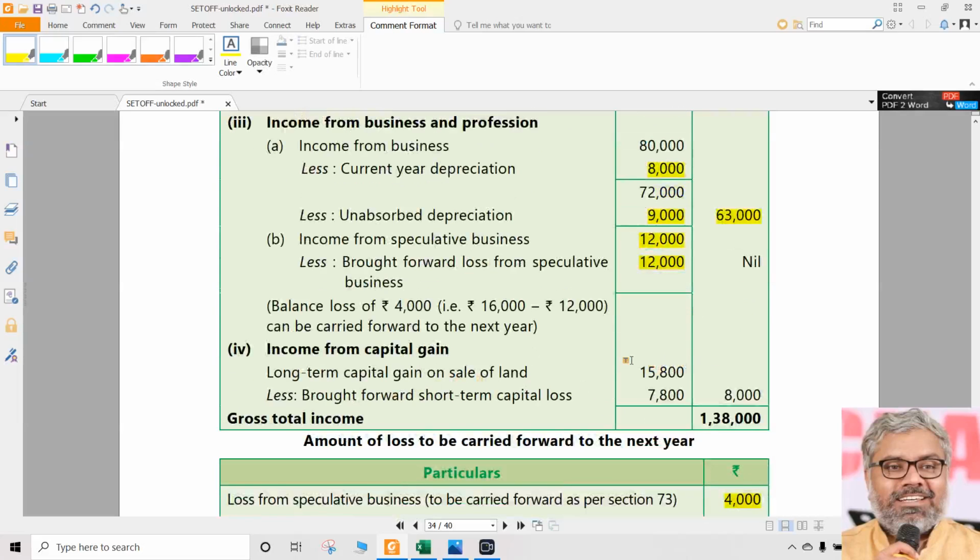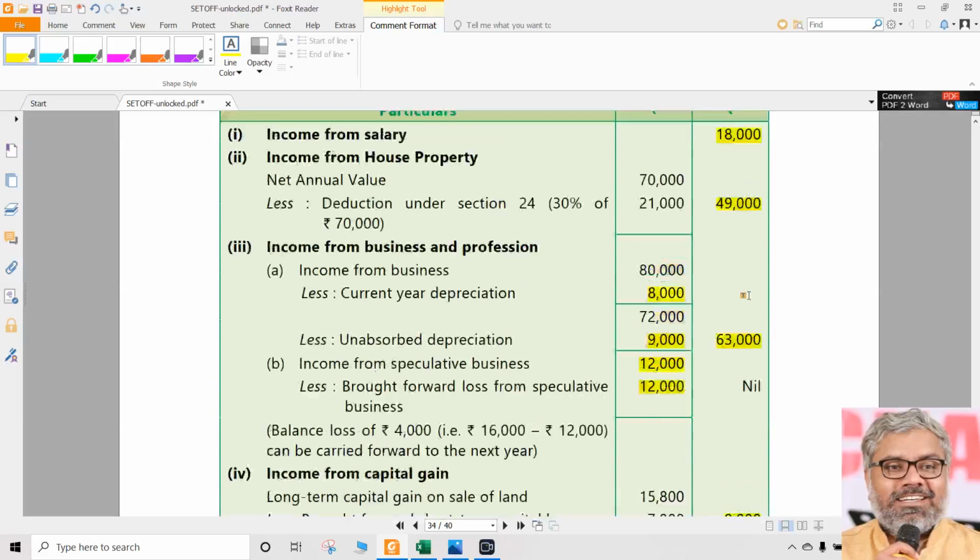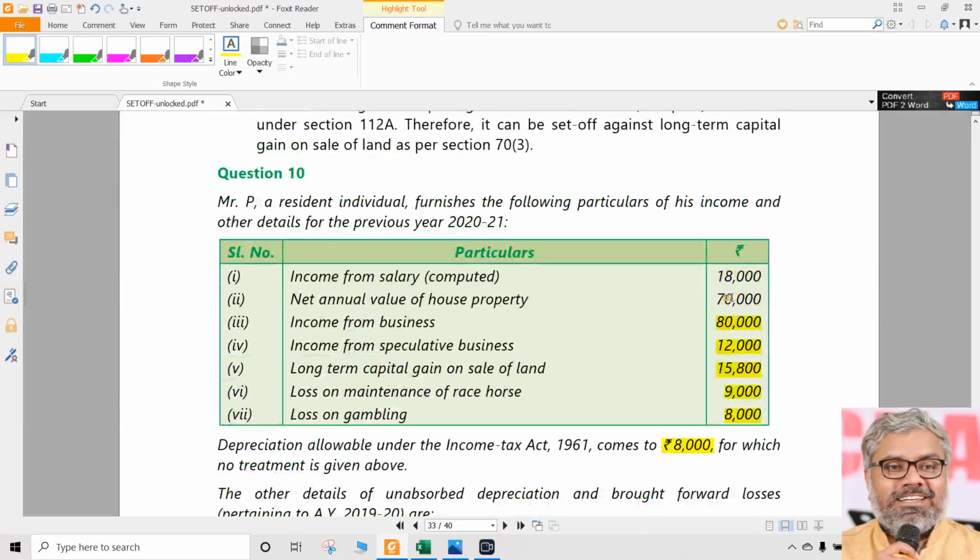Then we have long-term capital gain on sale of land of 15,800, and there is a brought forward short-term capital loss. Can these two be adjusted? Absolutely yes, no problem. So taxable capital gain will be 8,000. So what is the gross total income now? 1,38,000 is the gross total income of this particular assessee, Mr. P.